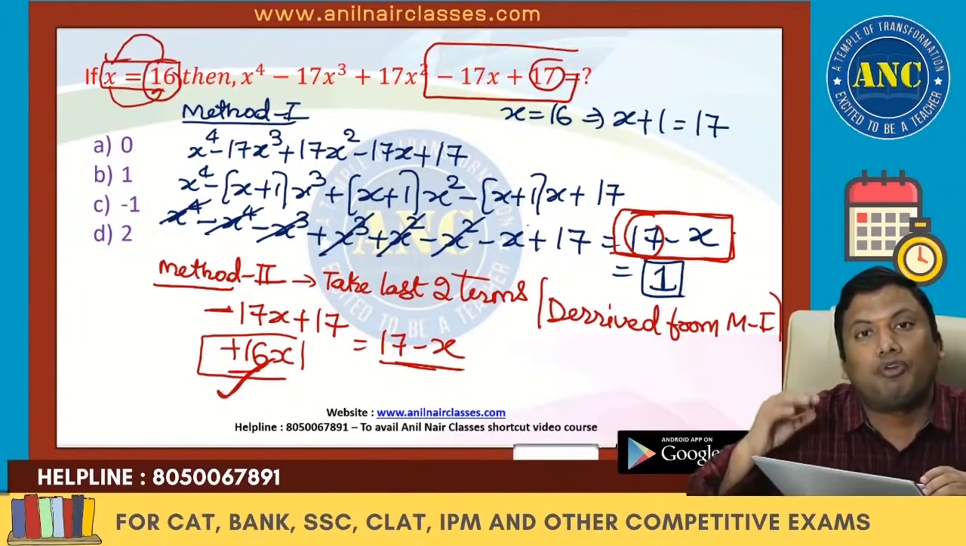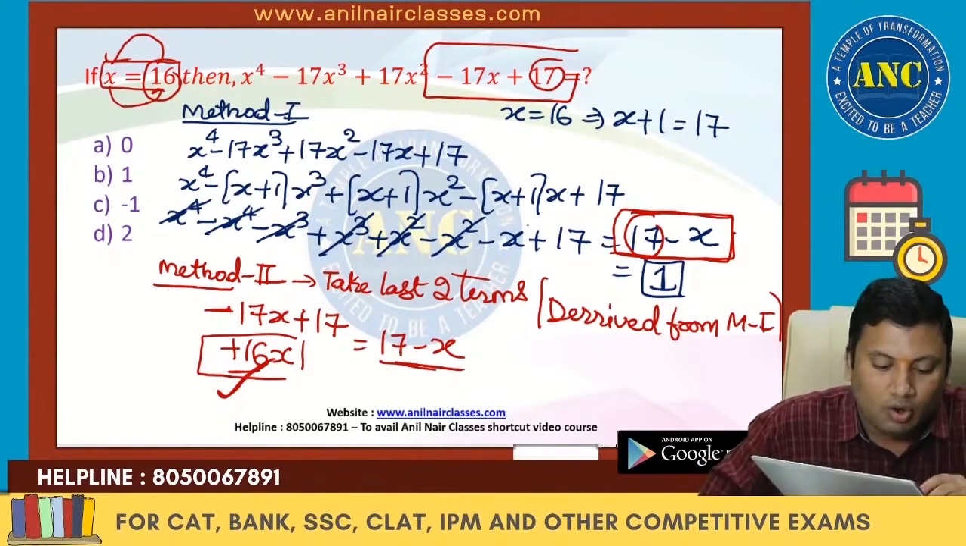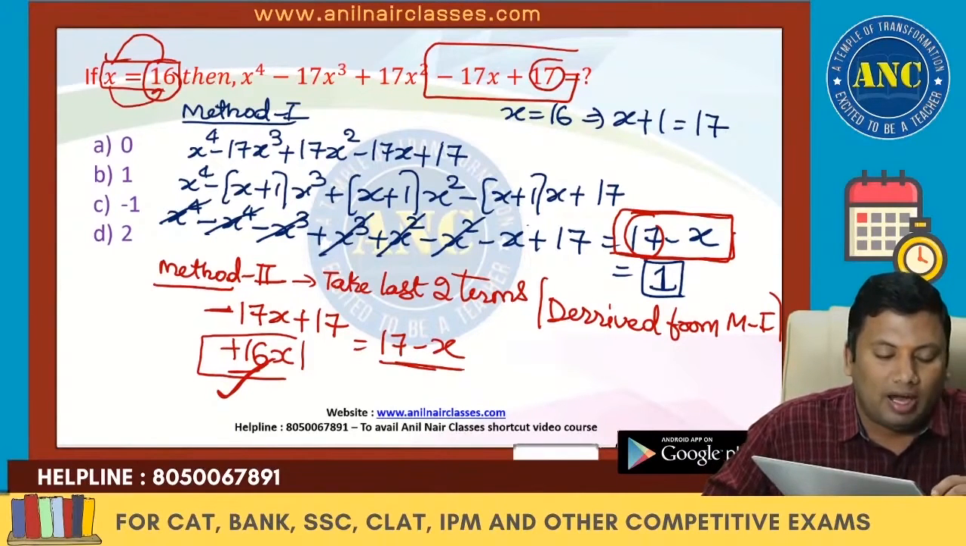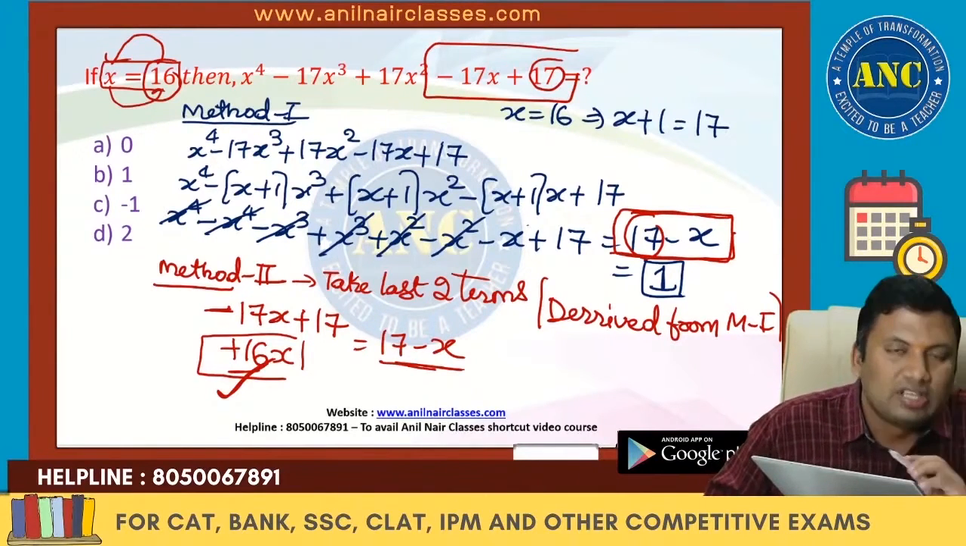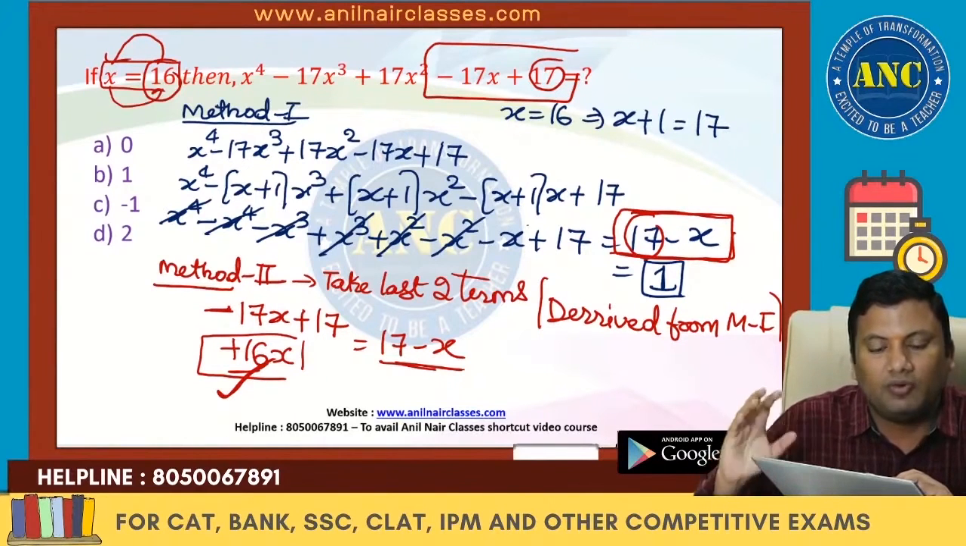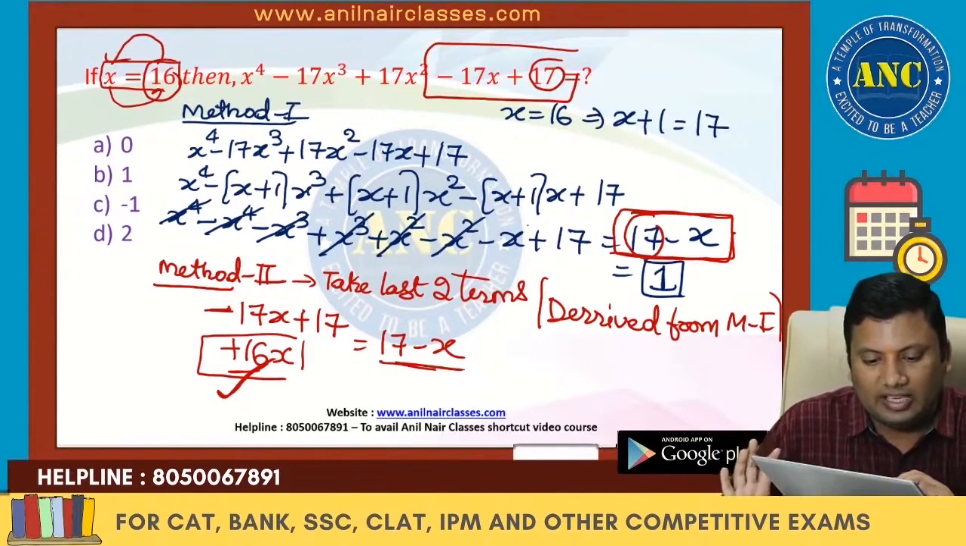You only focus on the last two terms. Go to the second term. If it is negative, add the value. If it is positive, subtract the value, which gives 17 minus x. This is one way to solve. I hope it is clear, right?